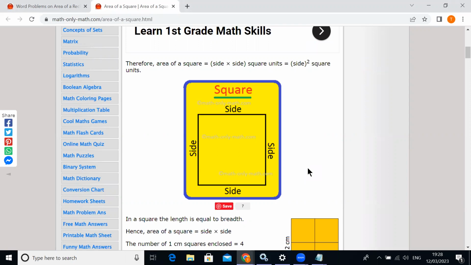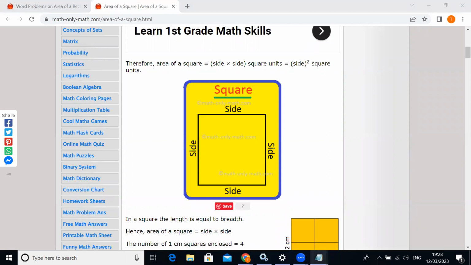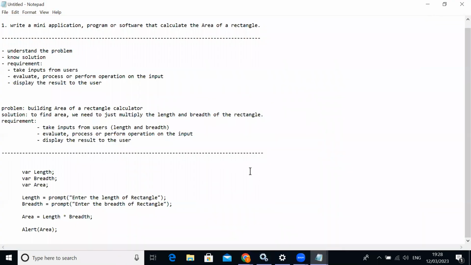In the previous session, we learned how to build a mini application that calculates the area of a rectangle. In today's session, we'll be looking at a similar one. This time we want to write a mini application, program, or software that calculates the area of a square.